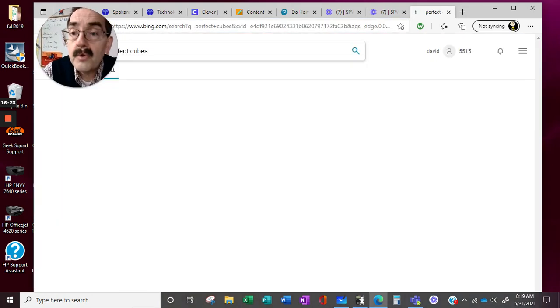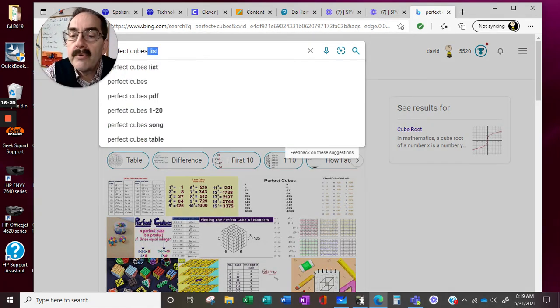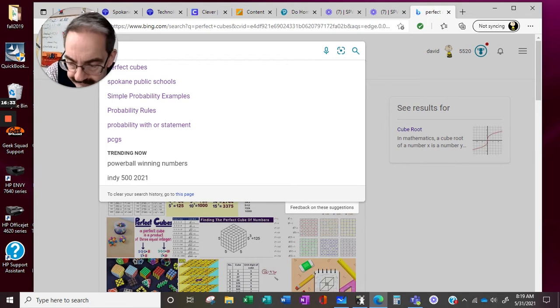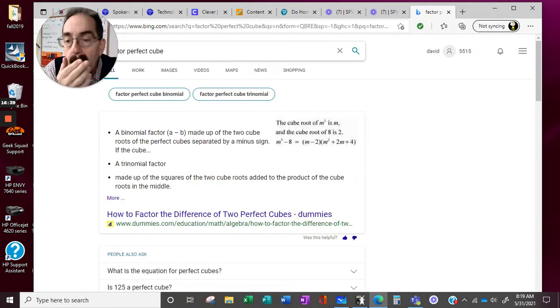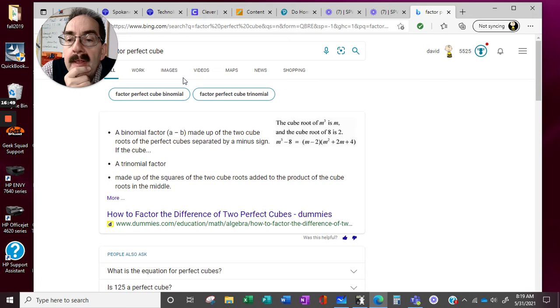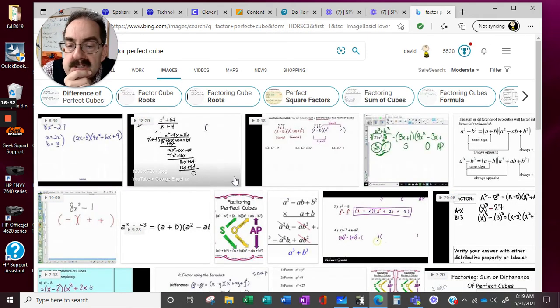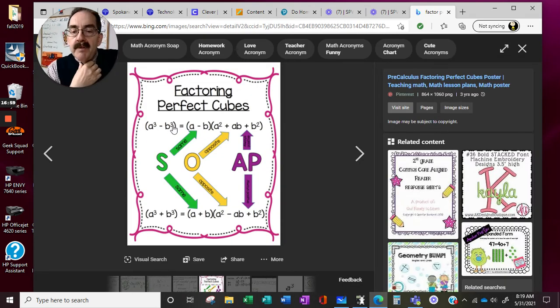We want to factor a perfect cube. All right. So right there. Okay. Minus is plus. Yep. Just got to remember the rule. There it is. Okay. A cubed minus B cubed, so A minus B, A squared plus AB plus B squared. When it's minus, it's plus, plus.